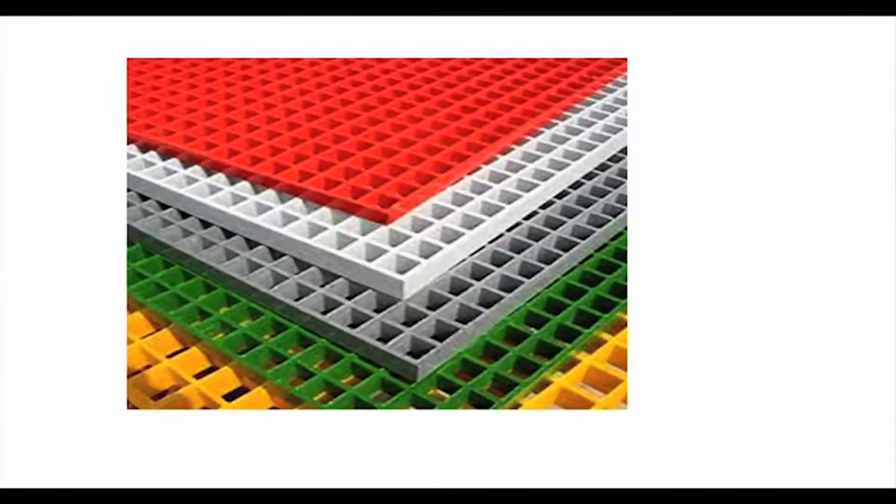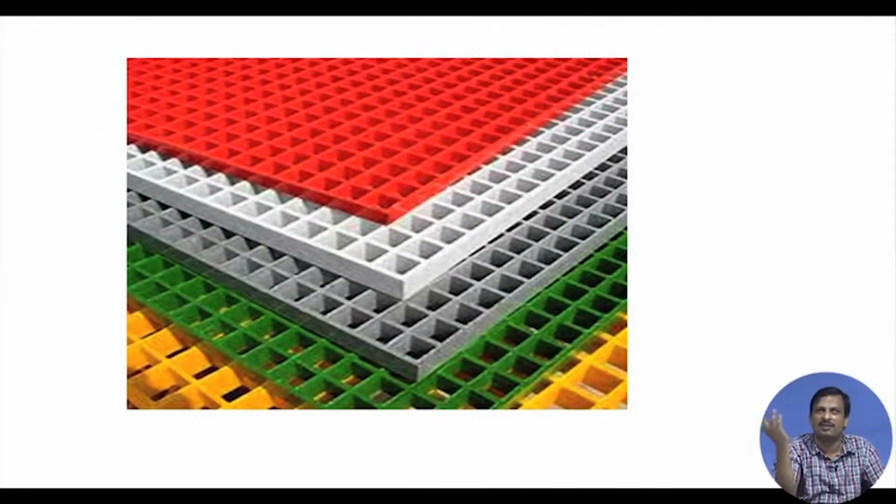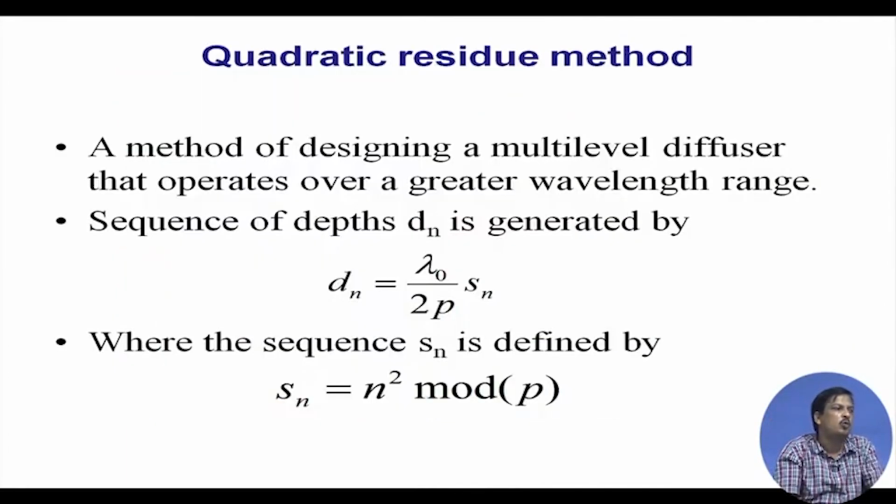So, I require a controlled diffuser. What are the controlled diffusers? You see this kind of diffuser, acoustic tiles which are treated on the wall. One of the design methods for a diffuser is the quadratic residue method. I am not going into very much detail, but at least you should know what diffusers are available. It is a method of designing a multi-level diffuser that operates over a greater wavelength range. Okay. So, there is a relationship between frequency response and the design of the diffuser.